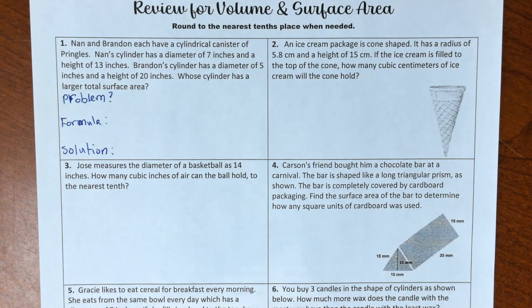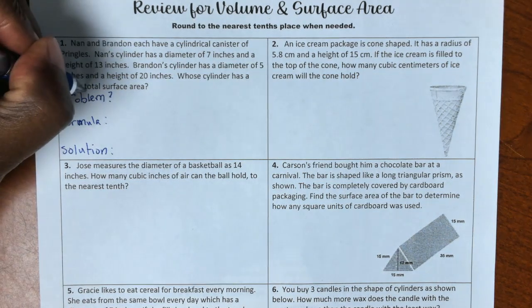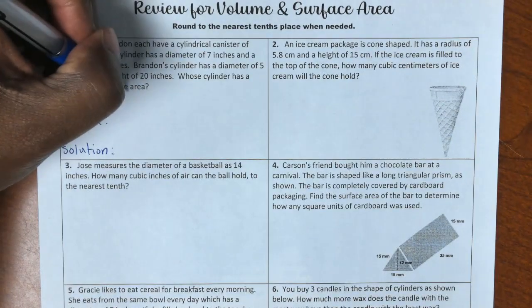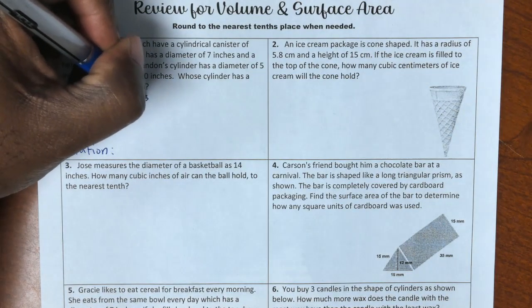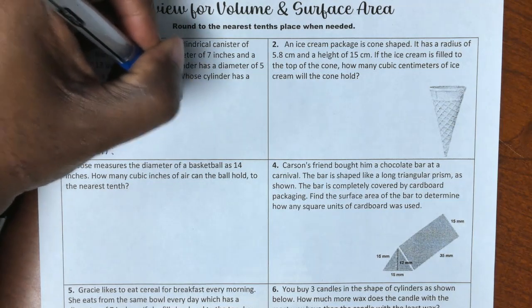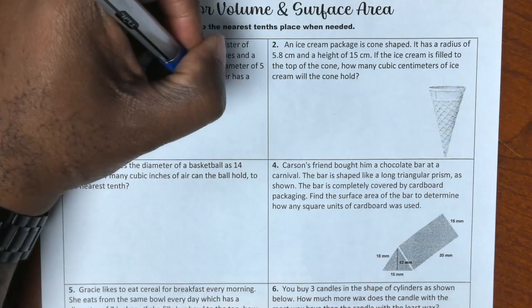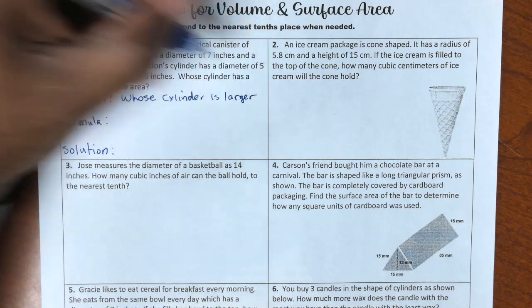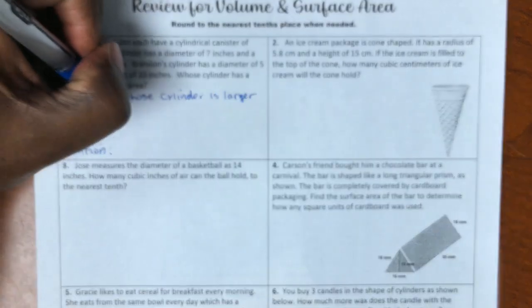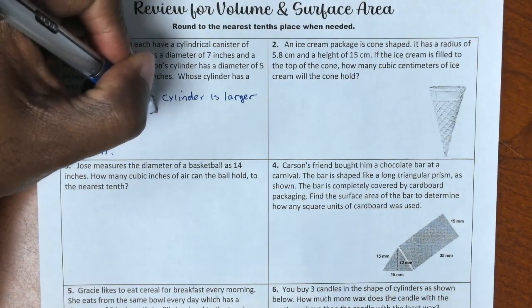Number one says, Nan and Brandon each have a cylindrical canister of Pringles. Nan's cylinder has a diameter of 7 inches and a height of 13 inches. Brandon's cylinder has a diameter of 5 inches and a height of 20 inches. Whose cylinder has the larger total surface area? So we need to know which cylinder is larger.